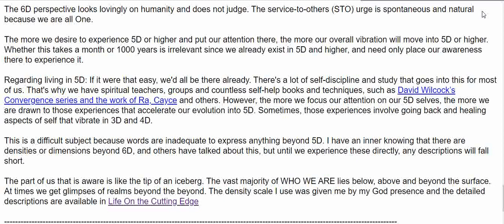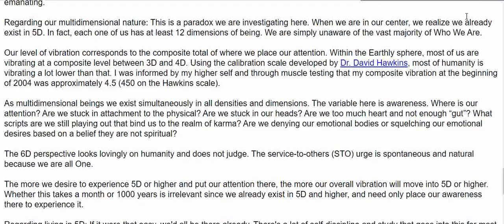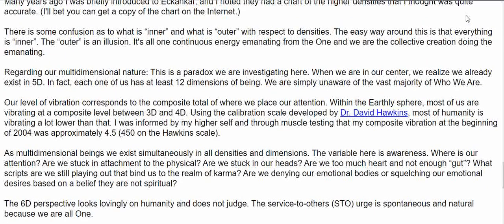The density scale I use was given to me by my God presence, and the detailed description is available in Life on the Cutting Edge. I think I went to other cities. I think maybe it's on 50D or above. I went there and I saw ladies wearing all white, and I saw courts and monuments, you know, I don't know how to explain that word. Something like that I saw. It was 2014.